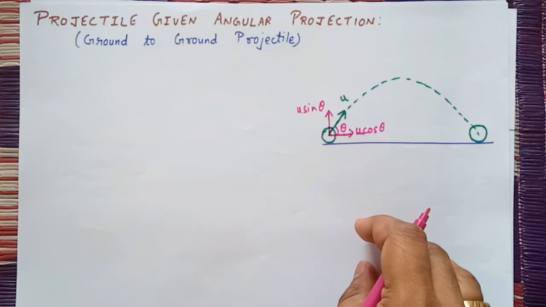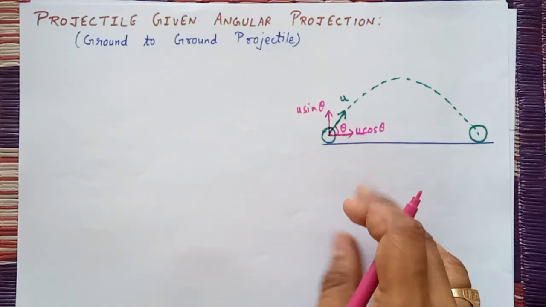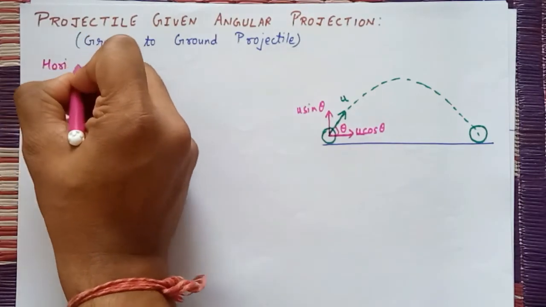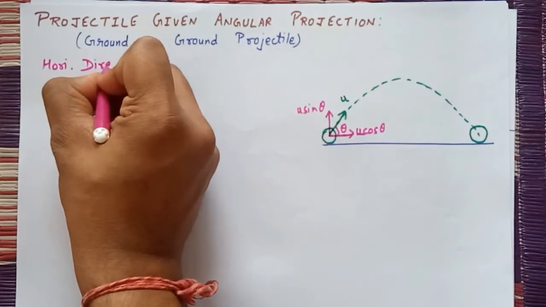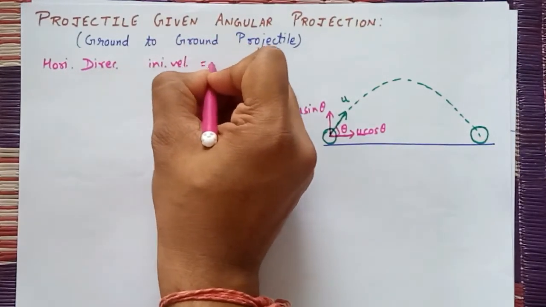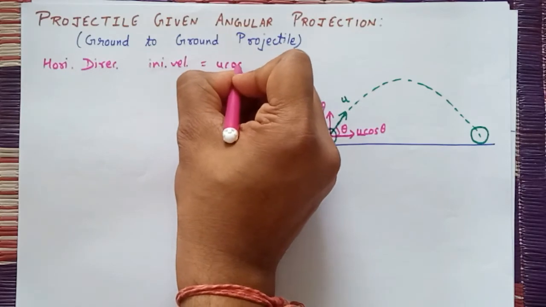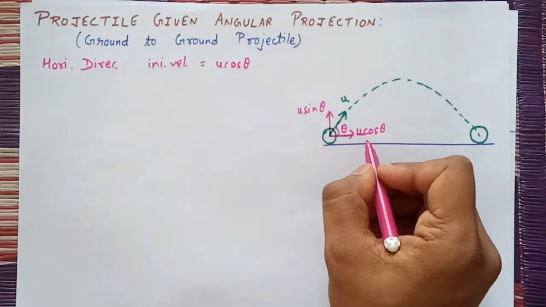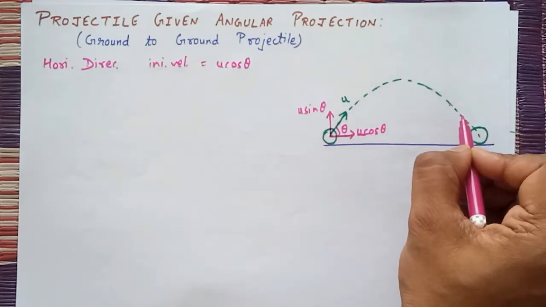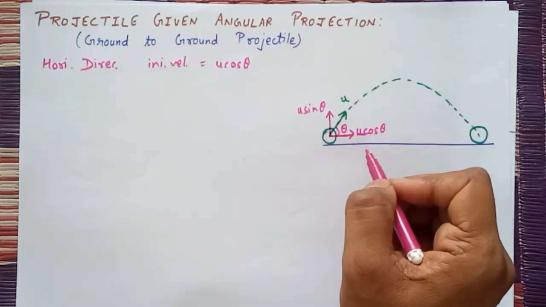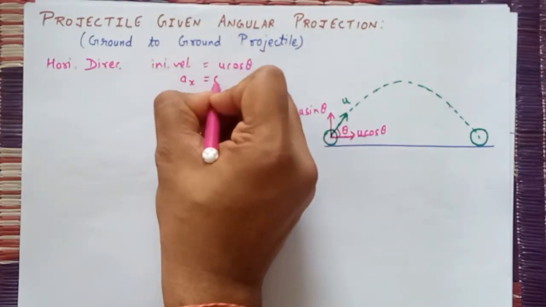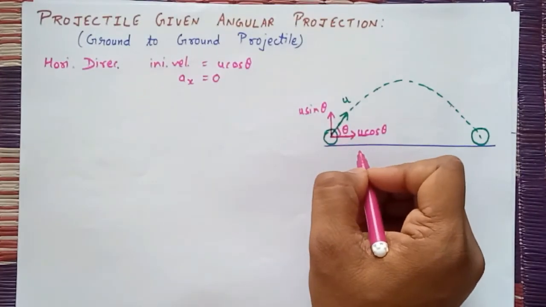We have discussed in the earlier video that in the horizontal direction there is no force. So in the horizontal direction, the initial velocity is u cos theta, and since there is no force, the final velocity will be u cos theta. It means at every point of the projectile the horizontal velocity will be u cos theta only. What will be the acceleration in the horizontal direction? It will be 0, since no force is applied in the horizontal direction.